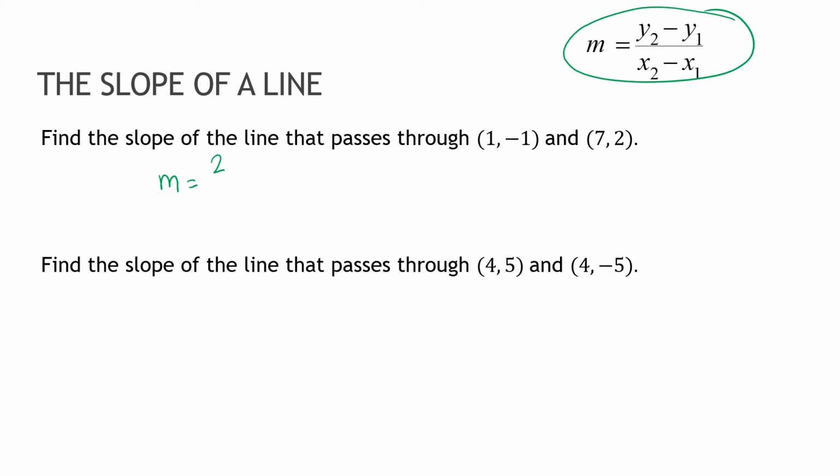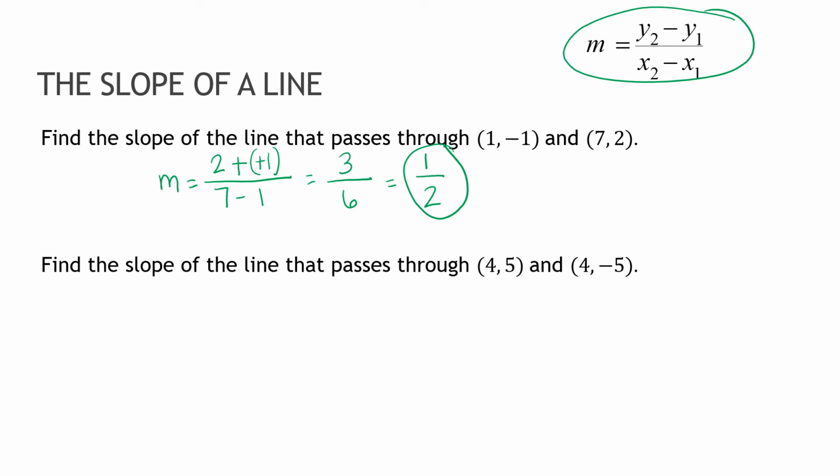So the second y is 2, and the first y is negative 1. So again, be very careful when subtracting a negative. That's why I always put them in parentheses to remind myself. And then my second x is 7 and my first x is 1. So I get 2 minus negative 1, which is 2 plus 1, or 3. 7 minus 1 is 6. And I'm not going to turn that into 0.5. I'm going to leave it 1/2 because we want our slope to be a fraction.